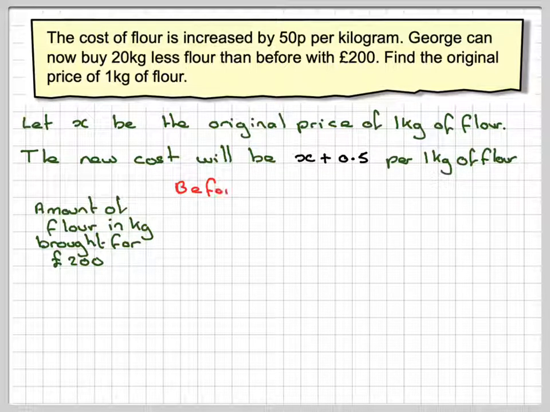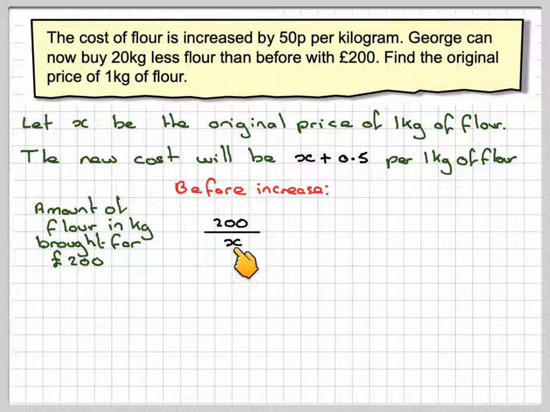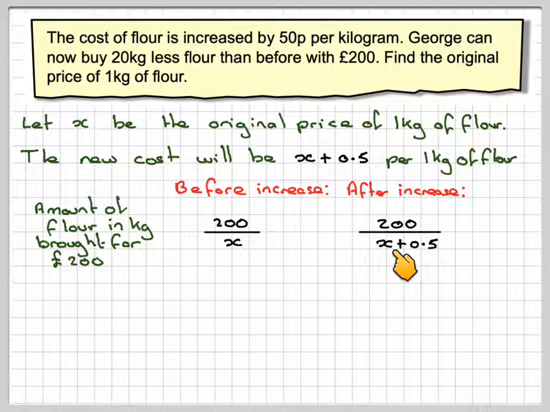So before the increase, that will be 200, and we need to see how many times the X goes into that to find the amount of flour that we can actually buy when the price is X. After the increase, we still have the same amount of money, which is 200, but now the price has gone up, so we'll have to divide by X plus 0.5.